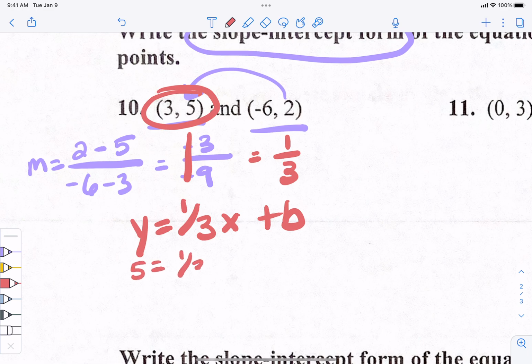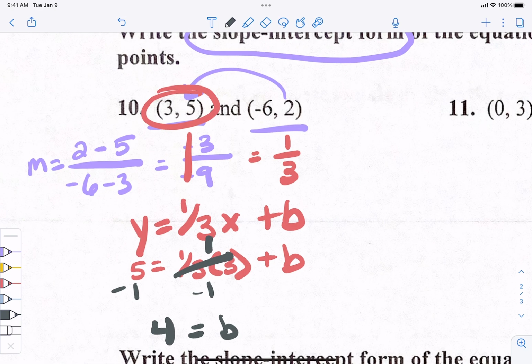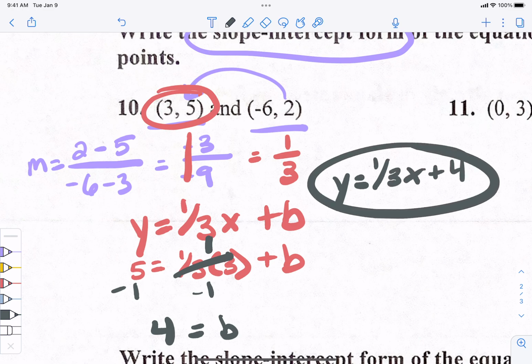5 equals 1/3 times 3 plus b. What's a third of 3? 1. So let's subtract the 1. So b is 4. Am I going too fast? If I'm going too fast on the video, please pause. y equals 1/3 x plus 4. There you go. There you have it.